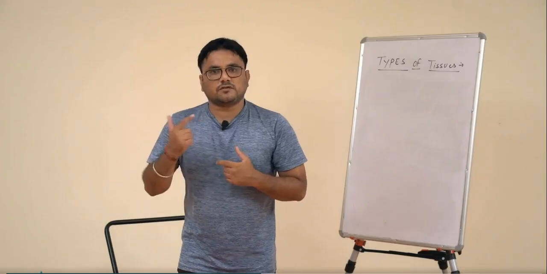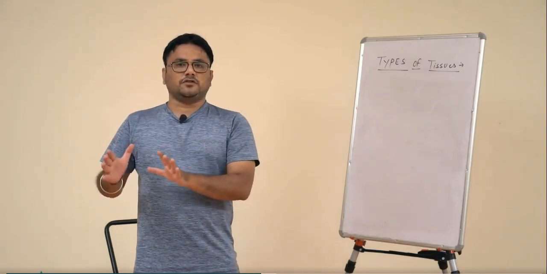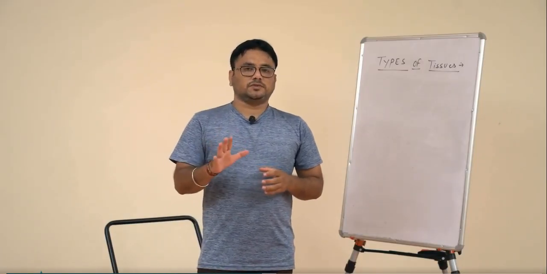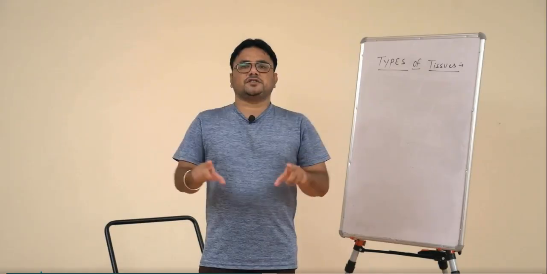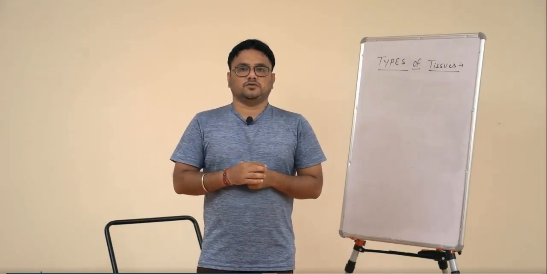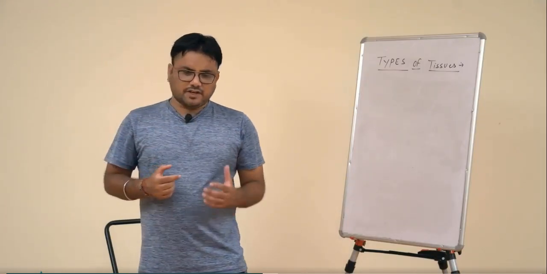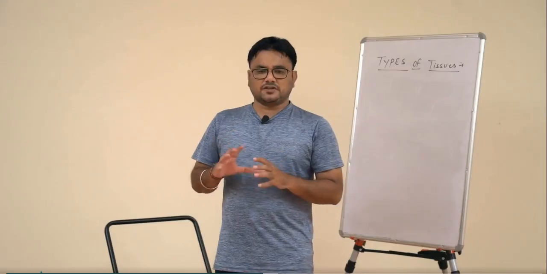Fourth one comes to the nervous tissue. Example is in neurons, sensory and motor type. So I hope the classification of tissue is clear to you. Now, we have discussed the cells and tissues.